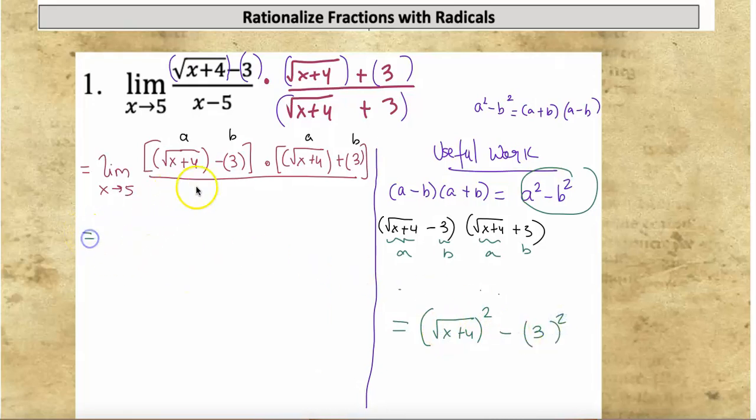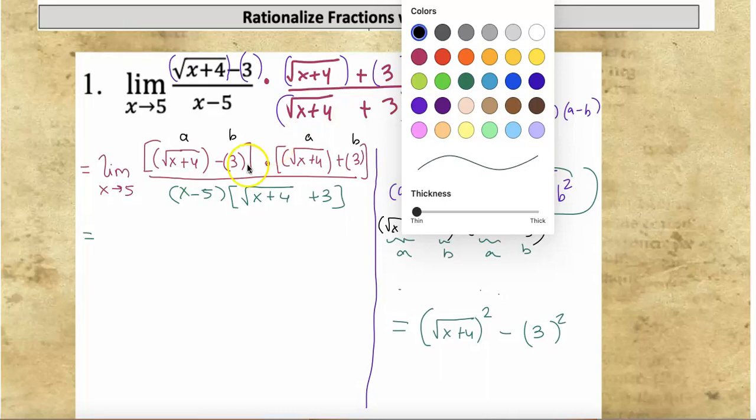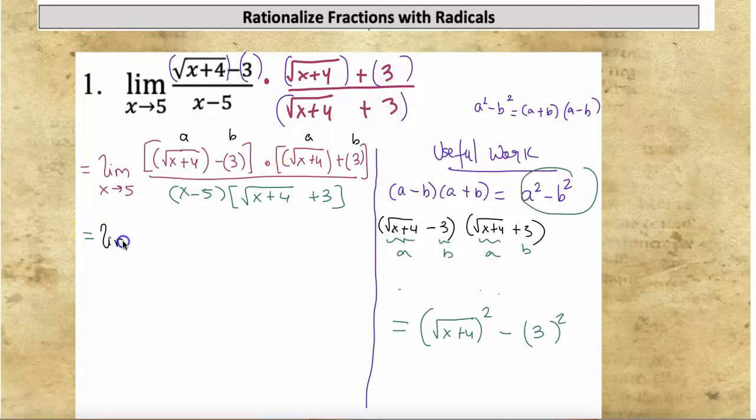So my next step, now in the denominator I forgot to write, I will write it over here, x minus 5, and this part I will just keep it like this, x plus 4, and that's my plus 3 over here. Now these are special problems. Something will happen in the numerator that we will end up with some term which can be cancelled with this term over here in the denominator. So let's write the next step. Next step will be limit x approaches to 5.